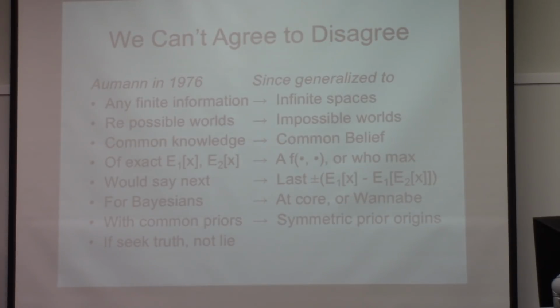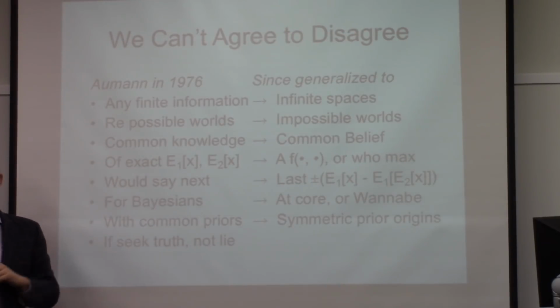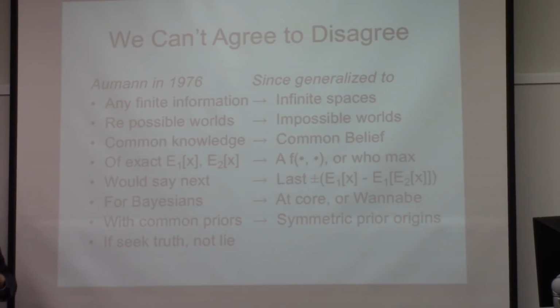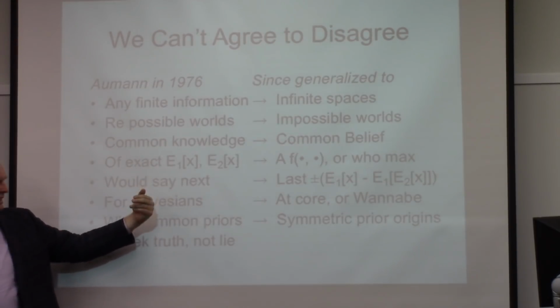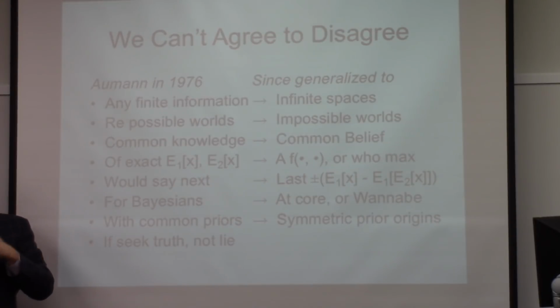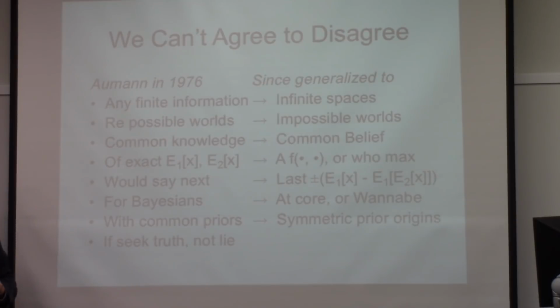Initially, of course, this was about possible worlds. He assumed that two agents had common knowledge of the exact values that each of them have for the expectation of some random variable. And that this is, of course, of what they would say there. So this isn't what they said last time or believed at some previous point. This is common knowledge of what they currently believe, and therefore of what they would say next, and that they were Bayesians, according to the structure that I just described, and that they had common priors, which implicitly says they're being honest, basically.